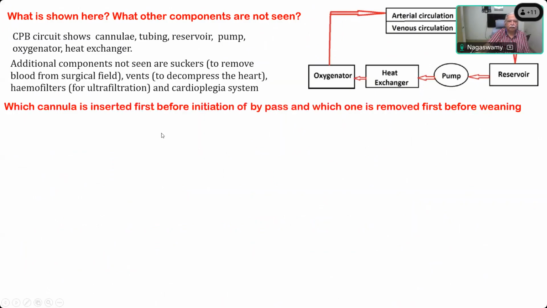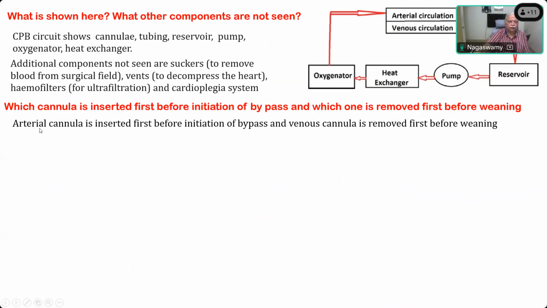Which cannula is inserted first before initiation of bypass, and which one is removed first before weaning? Arterial, sir. Aortic cannula is inserted first before initiation, and during removal, is this the IVC cannula or the aortic cannula? This is the venous cannula which is removed. Okay? IVC cannula is removed. Arterial cannula is inserted first, venous cannula removed first before weaning.